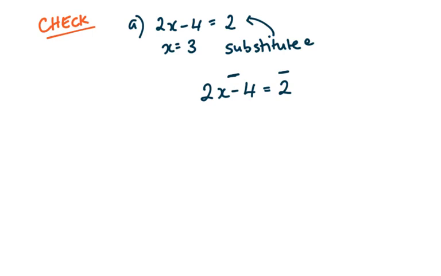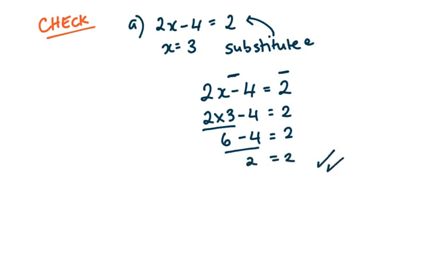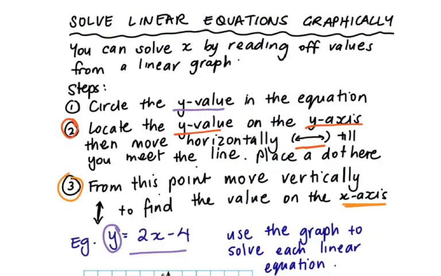So wherever there is x, I'm going to substitute 3. So 2 times 3 minus 4 equals 2. And we do BIDMAS, so we do 2 times 3 equals 6, minus 4 equals 2. And then 6 take away 4 is 2, so 2 equals 2. And as you can see, both sides equal 2, so what we read off the graph, which was x equals 3, is correct.